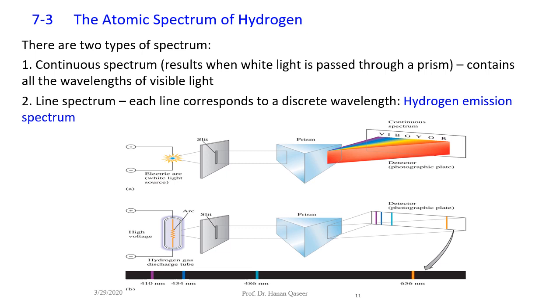Next here the atomic spectrum of hydrogen. As we know, there are two types of spectrum. Continuous spectrum, which is caused by white light passed through a prism and contains all wavelengths of visible light. While the line spectrum, each line corresponds to a discrete wavelength, exactly like the hydrogen emission spectrum.